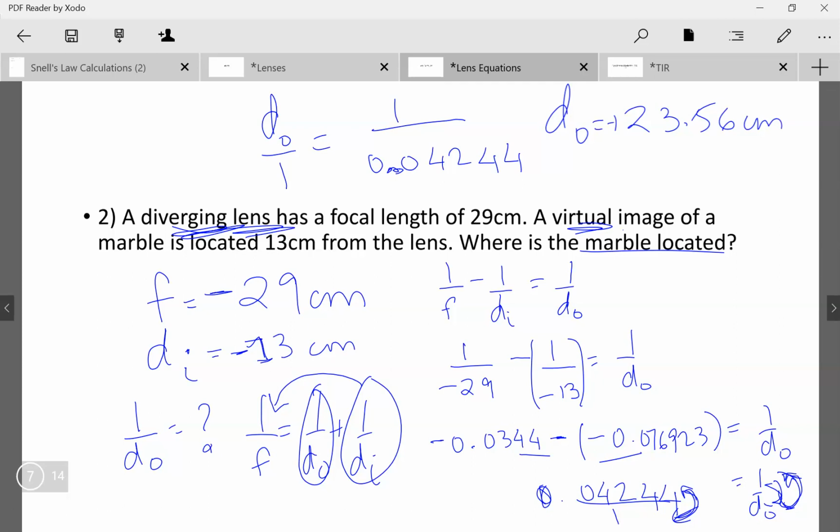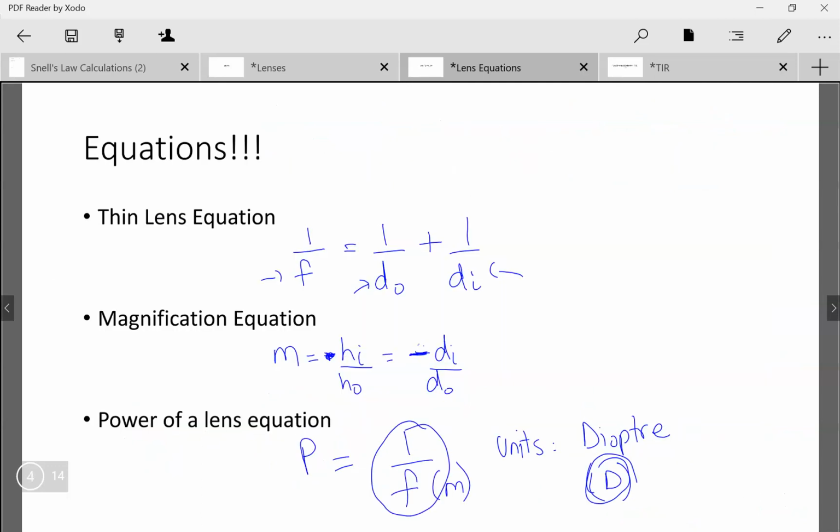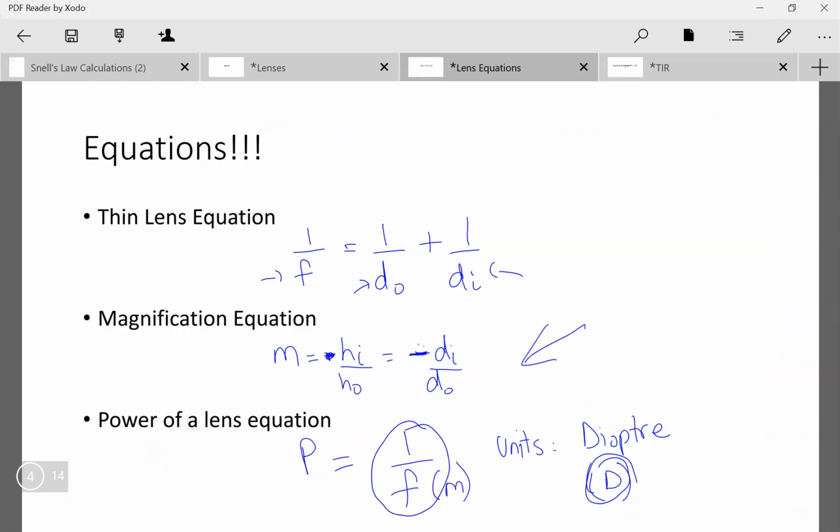And it should be positive because if it's negative, I made a miscalculation somewhere. I can never get do as a negative number. Maybe I should rephrase that. When you do the lens equation and you get do as negative, you've made a mistake somewhere. If you do the magnification equation and you get do somehow as negative, you're just going to flip that negative to a positive.